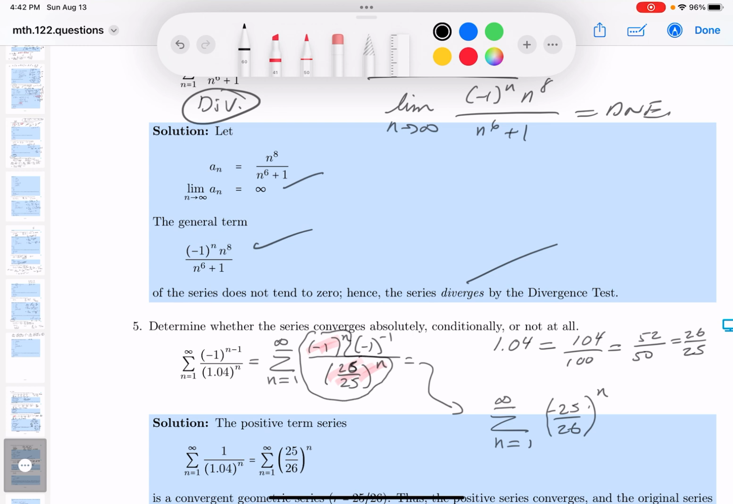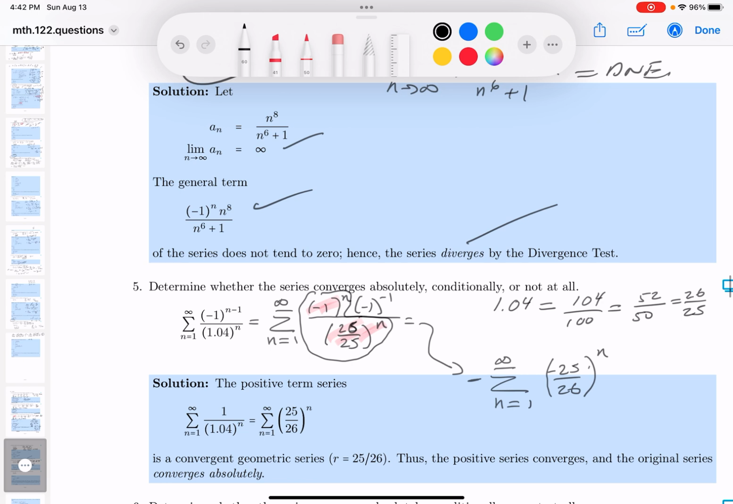Now, what's minus 1 to the minus 1? It's minus 1. I'm going to put that on the outside. Now, what do I know about this? I know this thing over here is a convergent series. What kind of series is it? It's a geometric series. So this is an absolutely convergent series, absolutely.